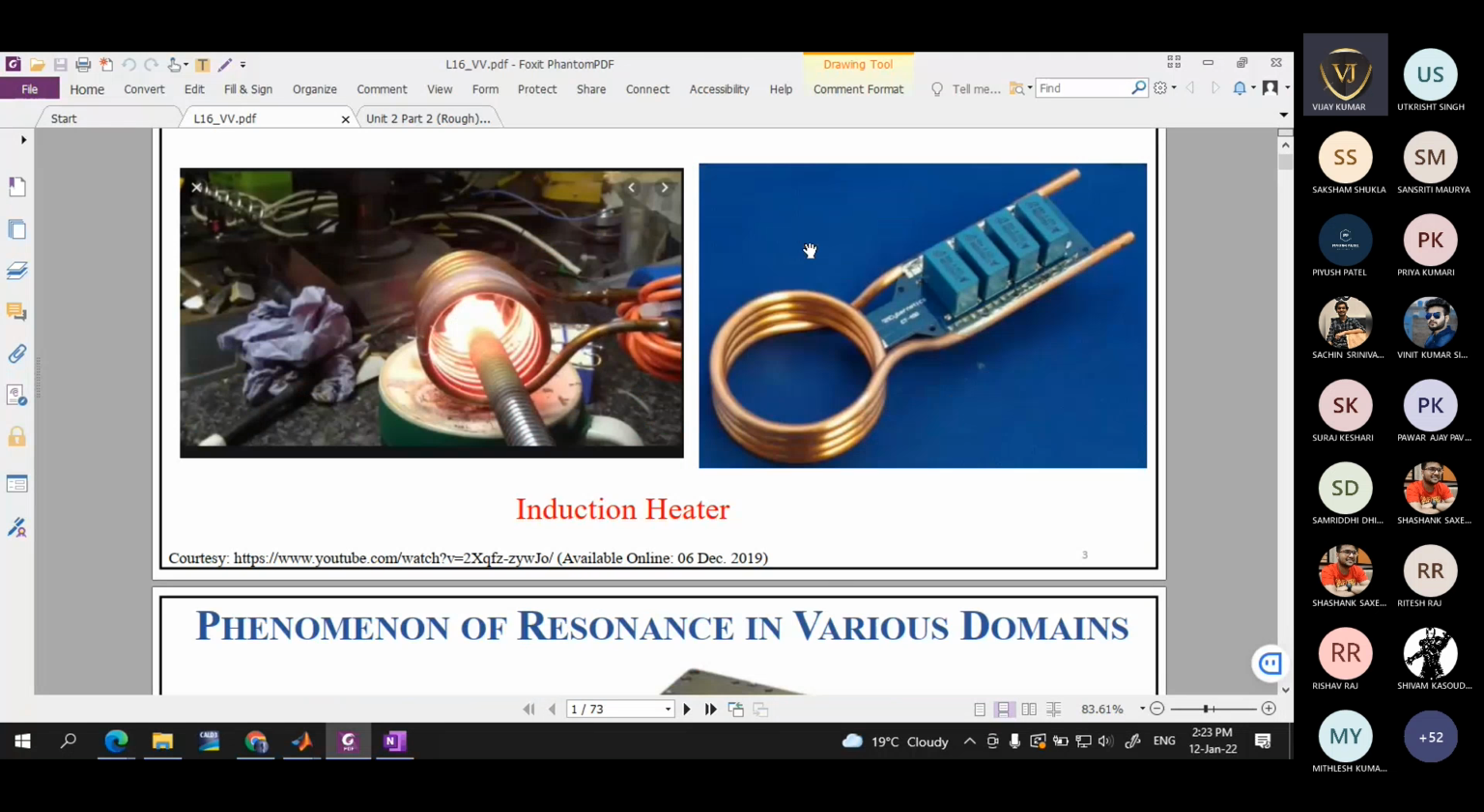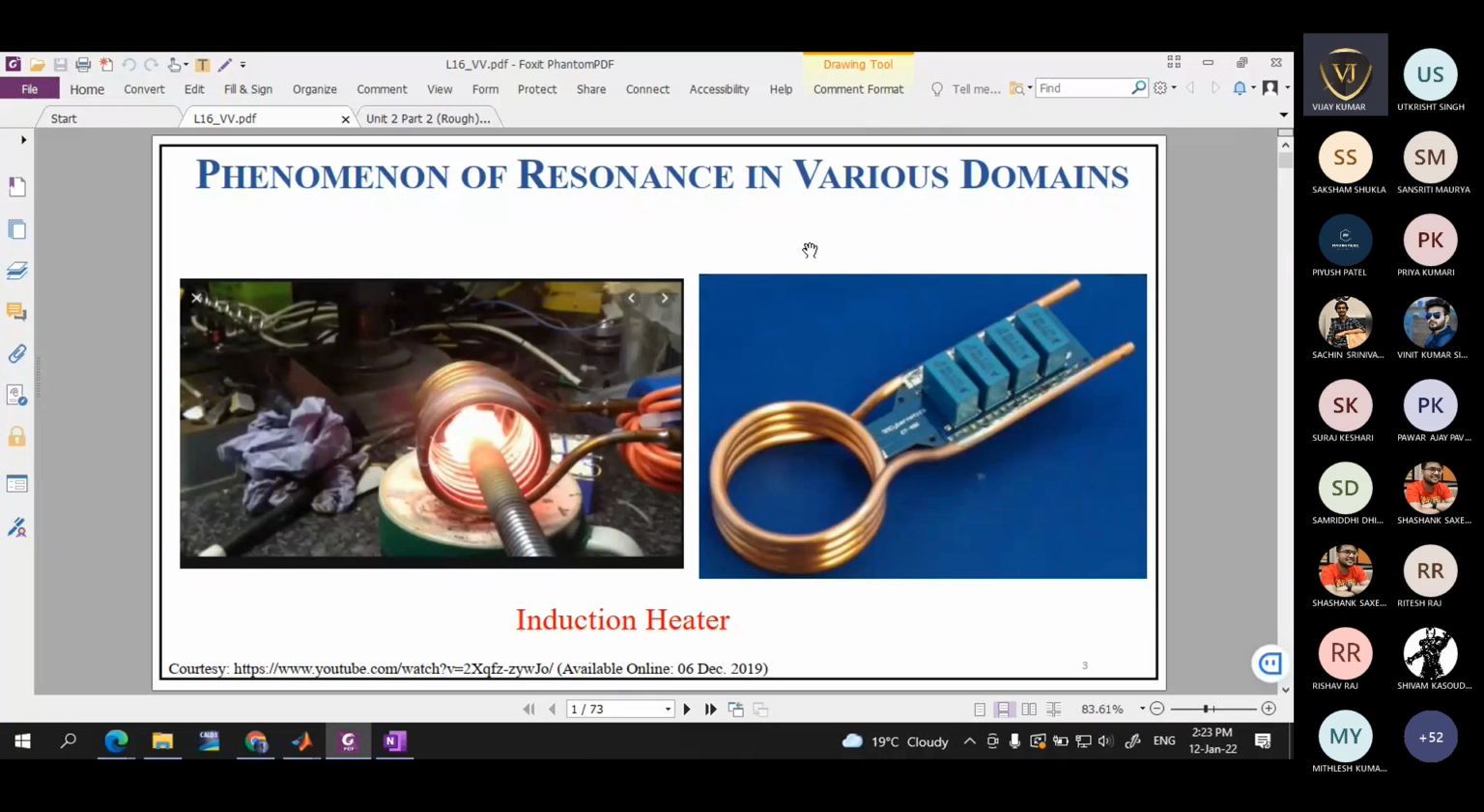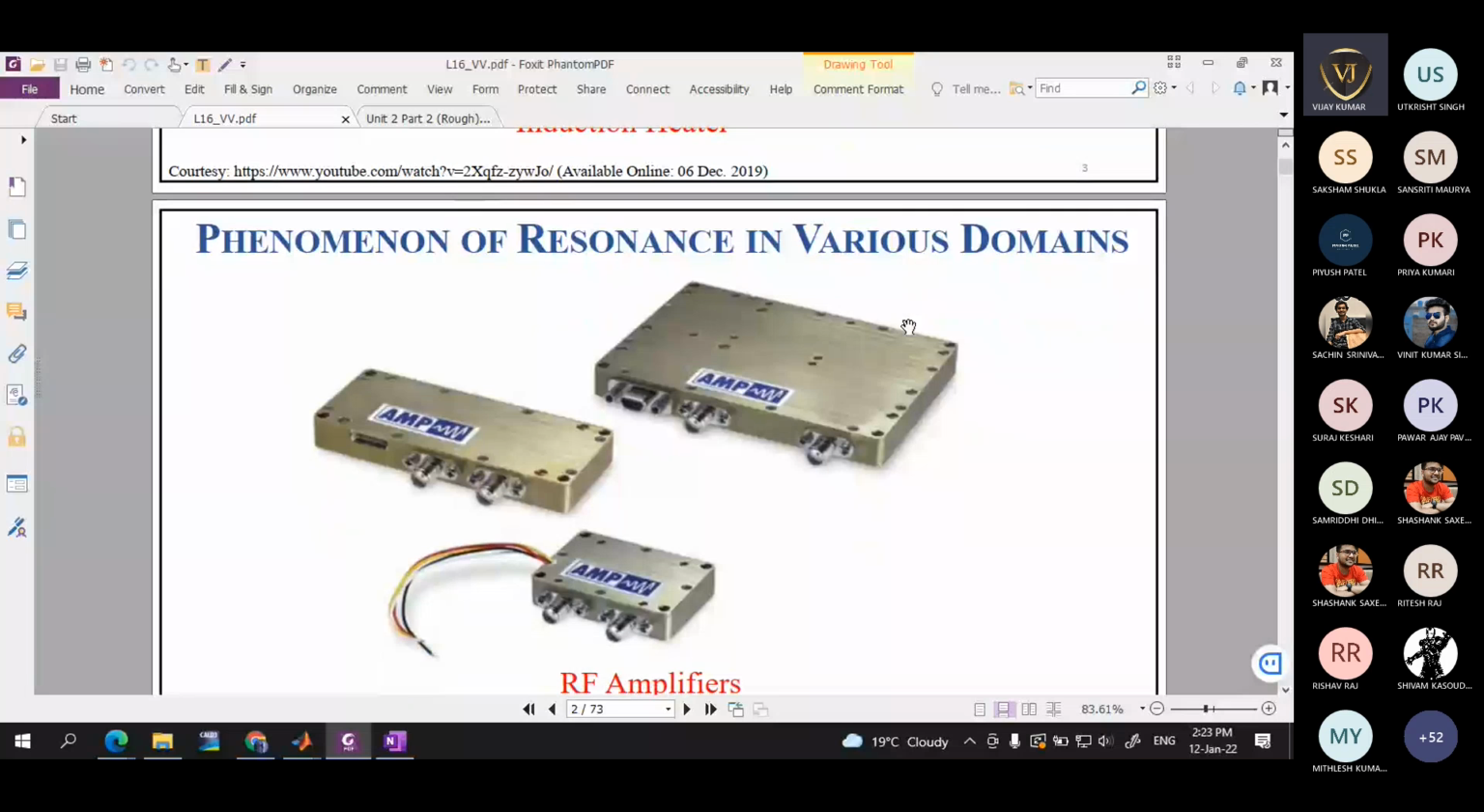One is induction heating. You would have used an induction heater in your home, right? That is based on some oscillatory circuit, based on inductor and capacitor. So this is based on induction heating, this is based on an RLC circuit, or here you can call it a resonant condition.